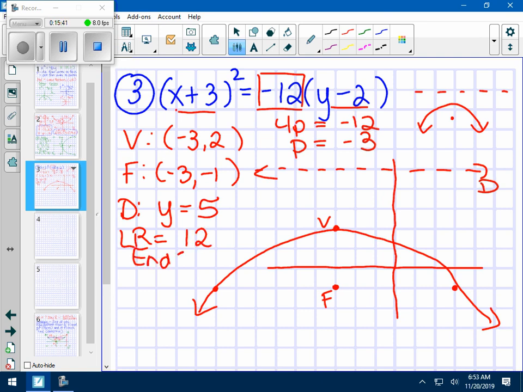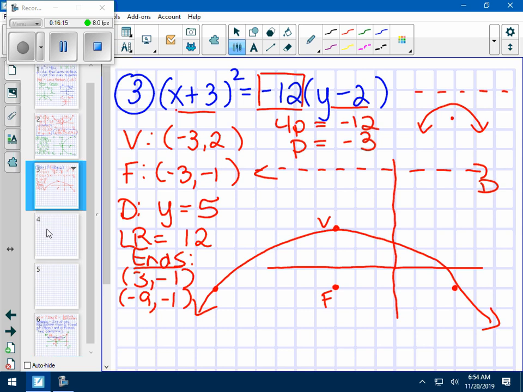And the ends of the LR are from the focus, right? We have to go to the right 6 and to the left 6. So if you look at those coordinates right on the grid, we would have 3, negative 1 as one endpoint, and then 6 to the left would be at negative 9, negative 1. Okay. So really not that different if we shift the vertex somewhere else. The value of p is still the same, and the way we calculate all of the critical info to make the sketch is really a lot of the same here.